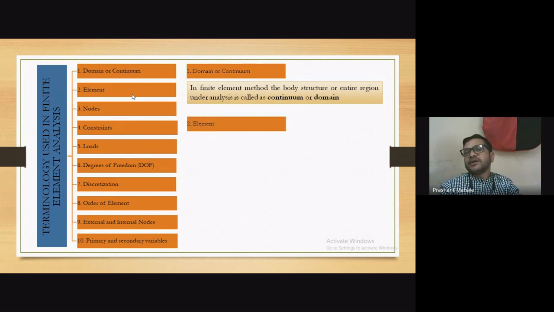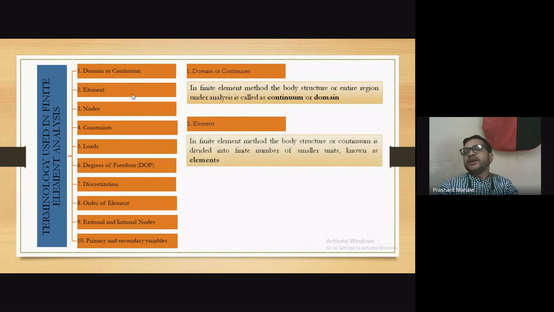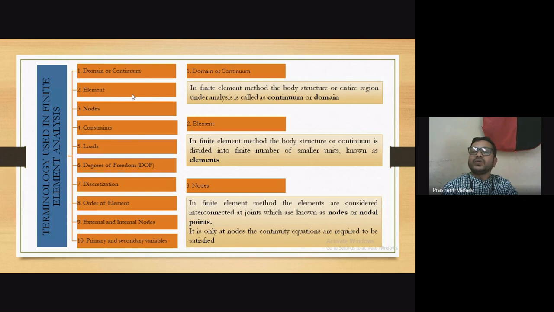Then the second is element. We are discussing this element from the first unit. In the finite element method, the body structure or continuum is divided into a finite number of smaller units known as elements. You know that, I proceed. Nodes, you know. So an element is made of nodes, at the ends of that element or in between also you will have nodes. In the finite element method, the elements are considered interconnected at joints, which are known as nodes or nodal points.